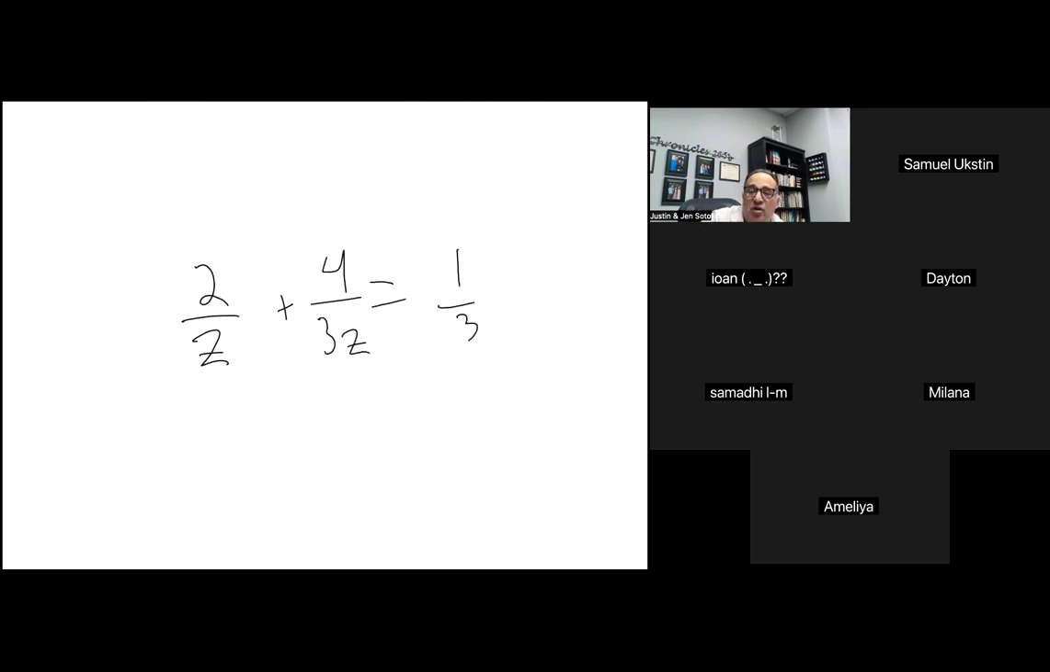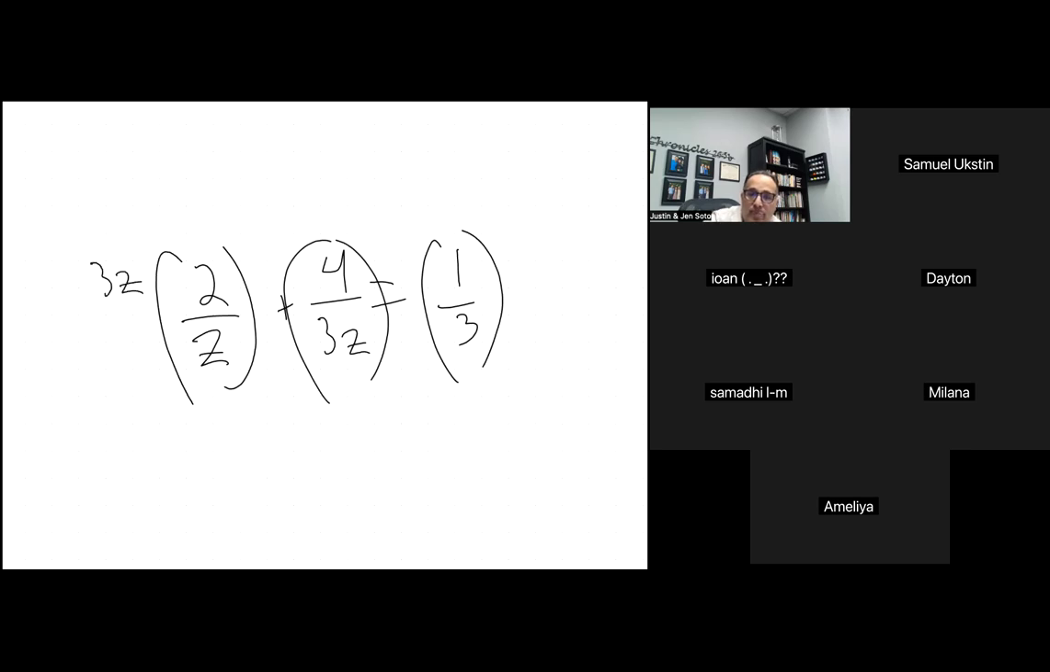What's going to happen here is you'll actually be able to reduce as well. So you're going to multiply each spot by 3z because 3z is the least common multiple of z, 3z, and 3. And cancel what you can. So why don't you try to work on this one real quick?